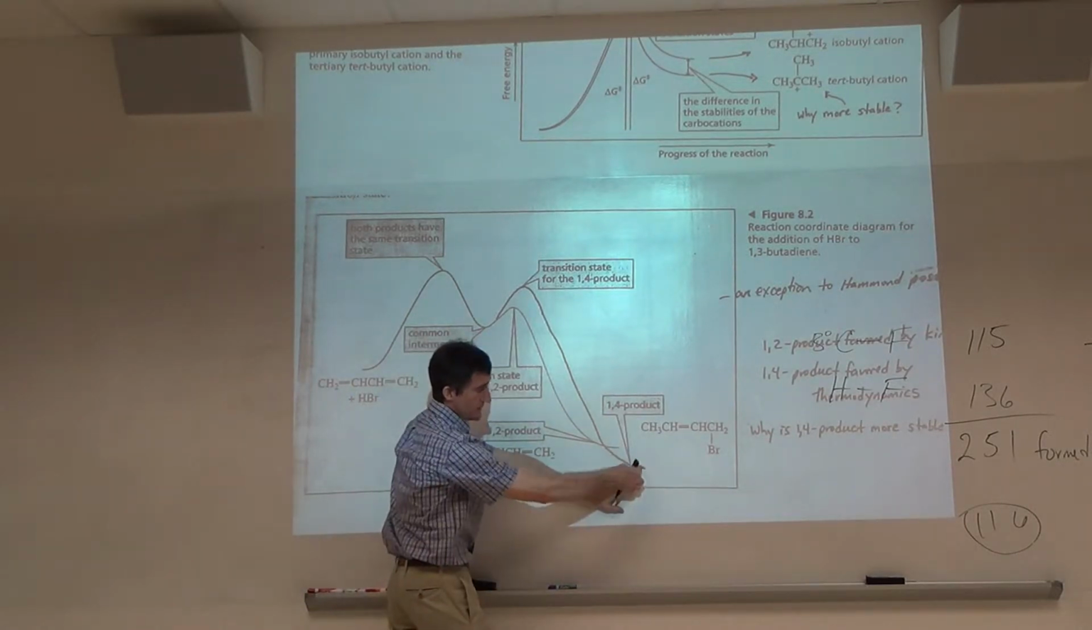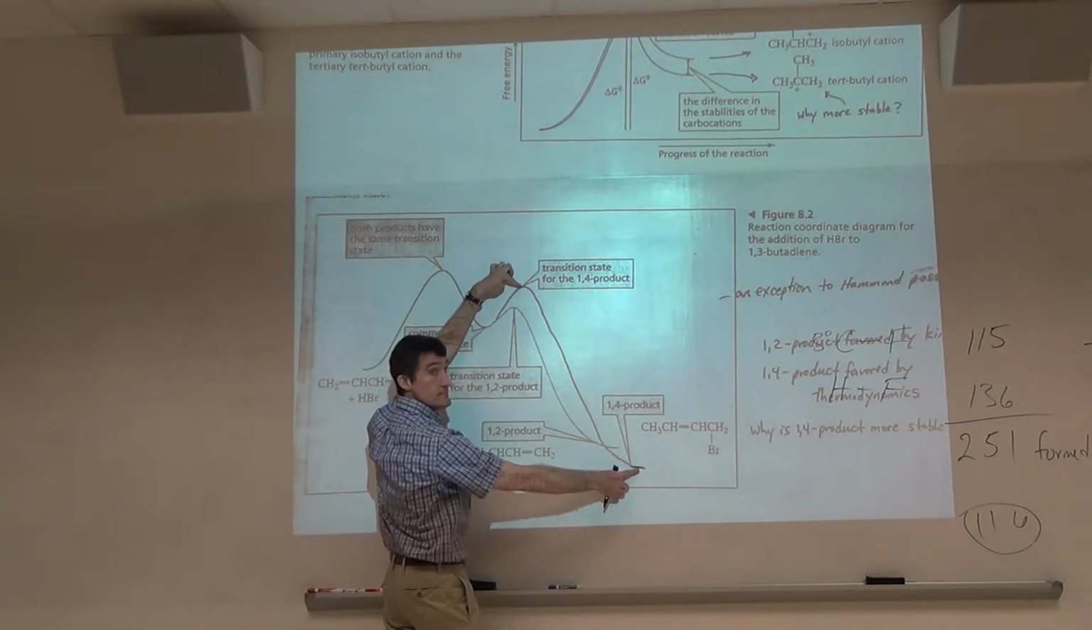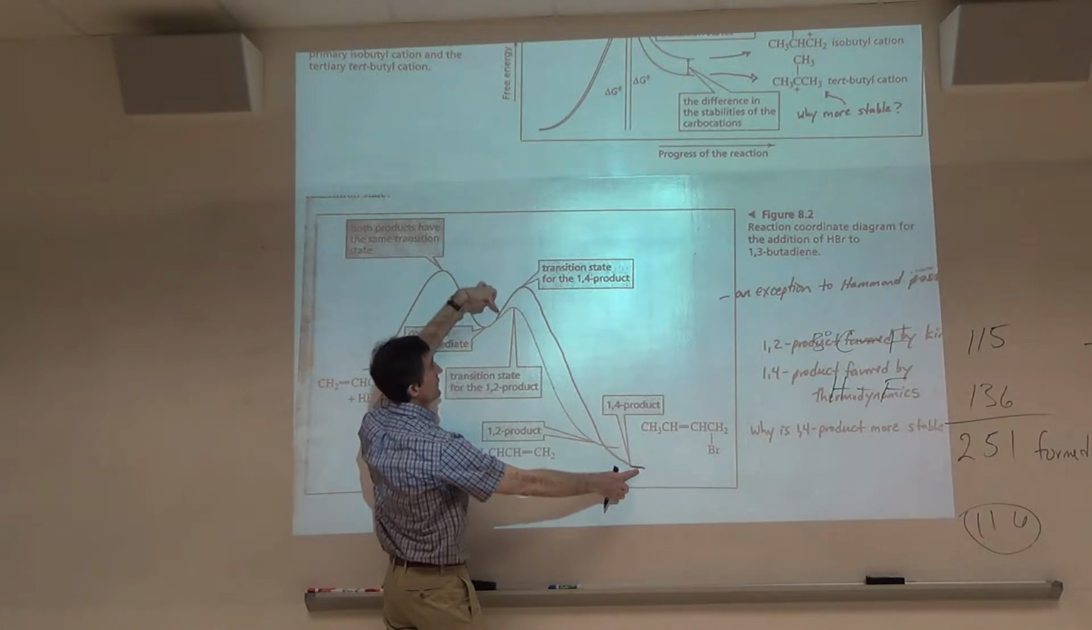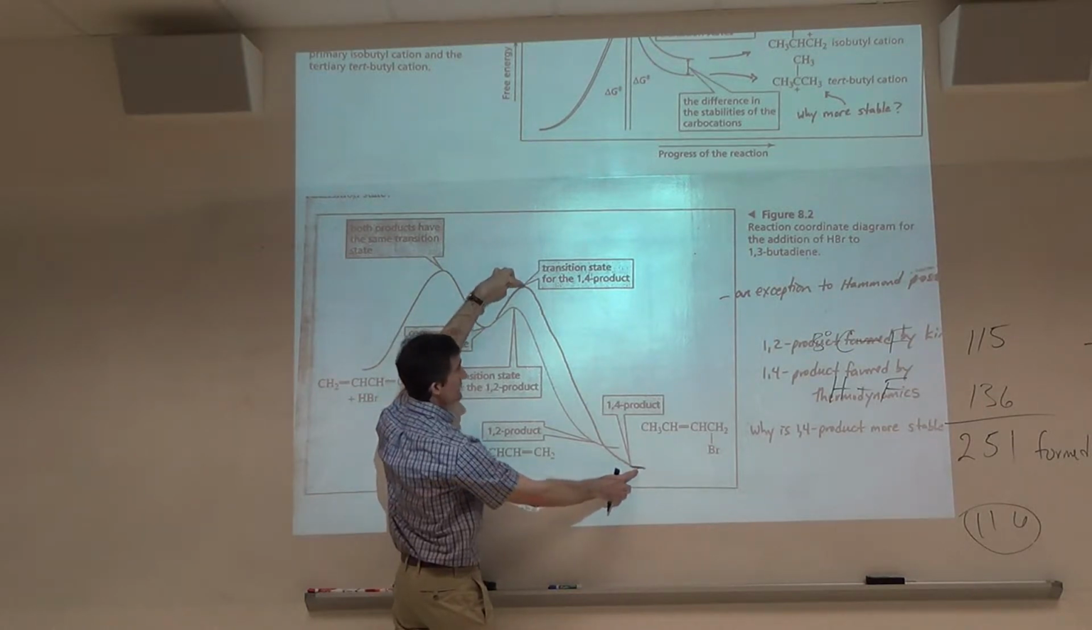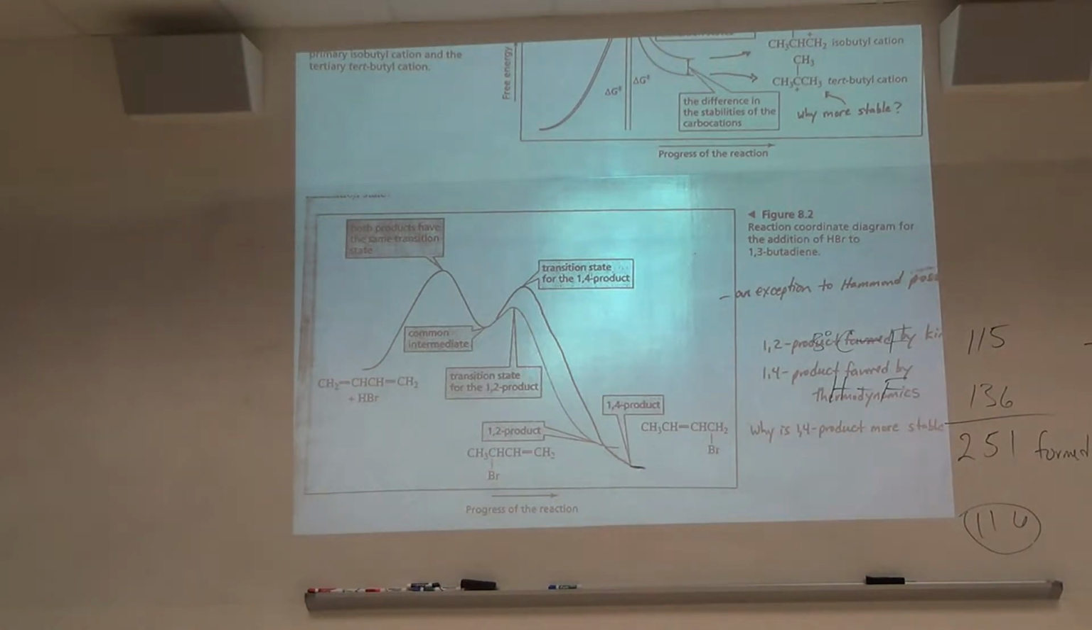And usually we say the more stable product has a lower transition state. But is that the case here? Here, the lower energy product has a higher transition state. That's an exception. Okay?